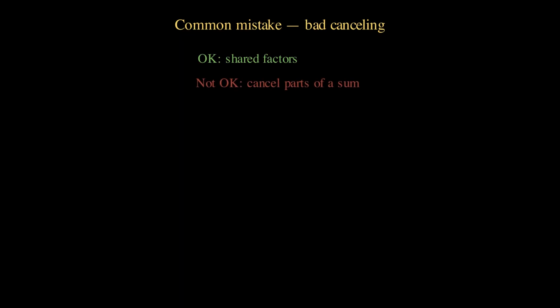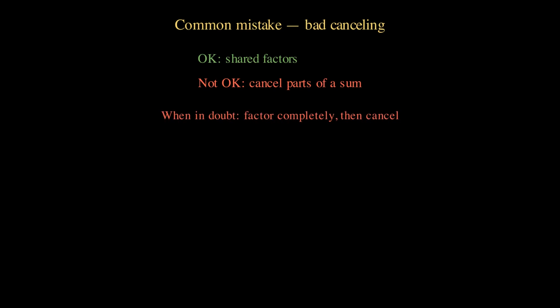Common mistake: canceling terms instead of factors. Students cross out pieces inside a sum, which breaks algebra. You may cancel a factor shared by the entire numerator and denominator. You may not cancel an addend that appears in only one part. If you're unsure, factor completely first. Factoring reveals what is actually multiplied, and safe canceling becomes obvious.